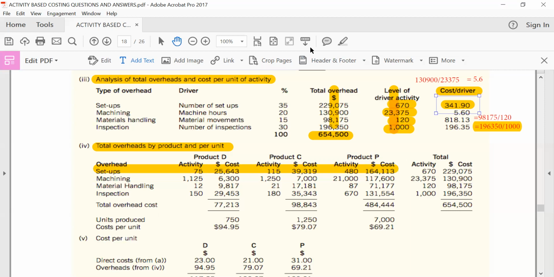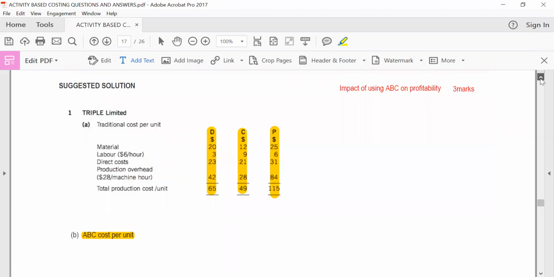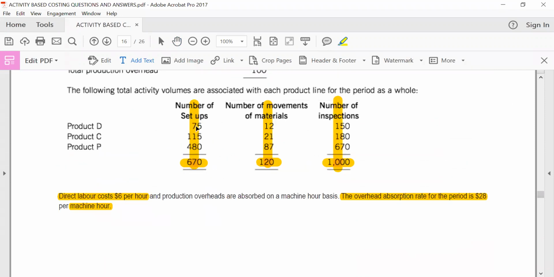So let me do that here: 341.9 times 75. You can also do that at your end, right? If you didn't get that, then we will help you. So if you get the meter, you now multiply by the activity level. So over here we've got 341.9. If I've gotten the cost driver rate, you now multiply straight away. So here in the case of product C, let me do the setup. It appears that how the examiner has presented it, students will not get it.